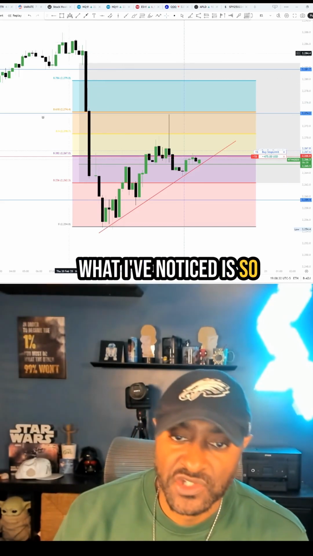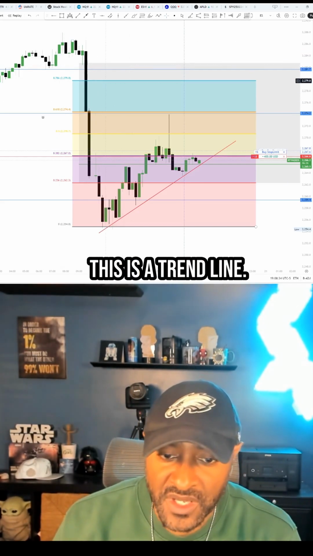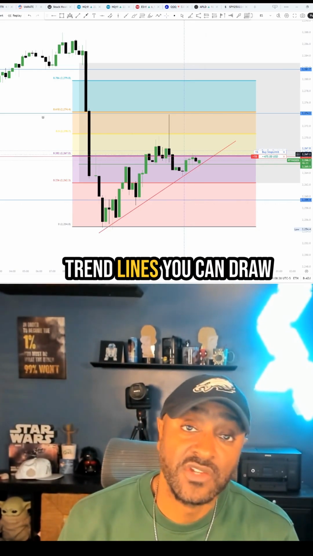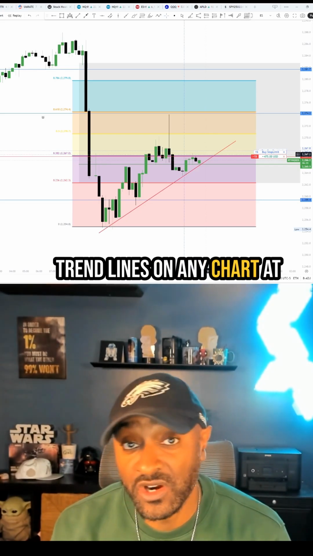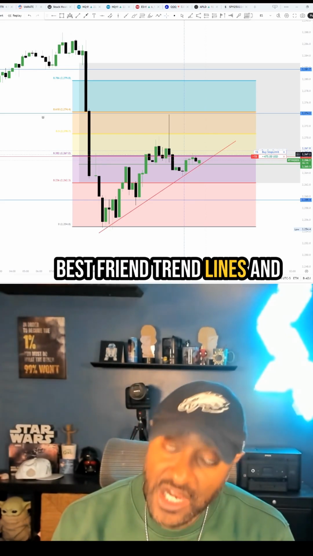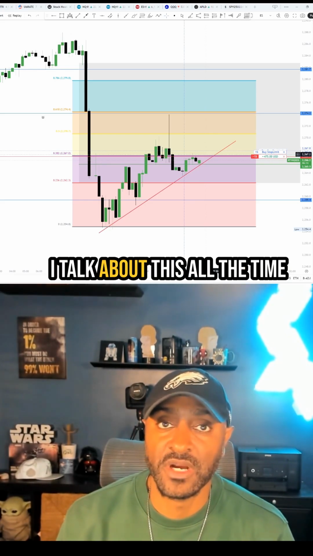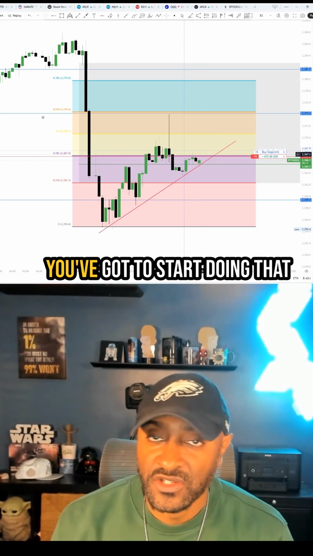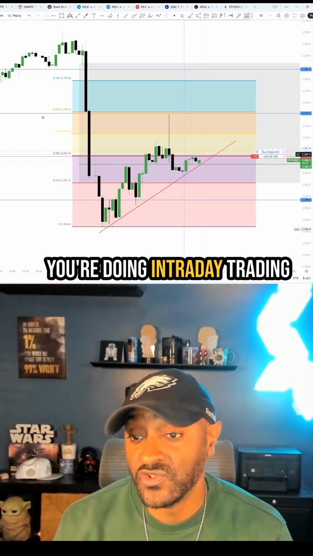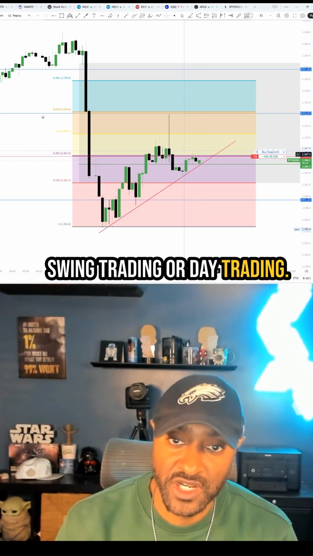What I've noticed is, so this is a trend line I drew. I like to draw trend lines, right? Trend lines, you can draw trend lines on any chart at any time frame. It'll be your best friend. Trend lines and support and resistance lines. I talk about this all the time. You got to start doing that because it'll help you with your trade, especially when you're doing intraday trading, swing trading or day trading. It helps you.